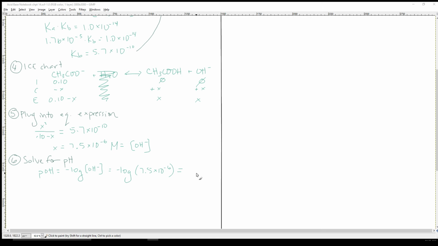So my pOH comes out to about 5.12. Remember, I want 2 sig figs. It's going through a log, so 2 sig figs only count after the decimal. So the 1 and the 2 contribute to my sig figs. Okay, well, I know that pH plus pOH is equal to 14. So 14 minus my pOH is equal to 8.88. That you could think of as 14.00. There. Okay, that's it. That's my pH.